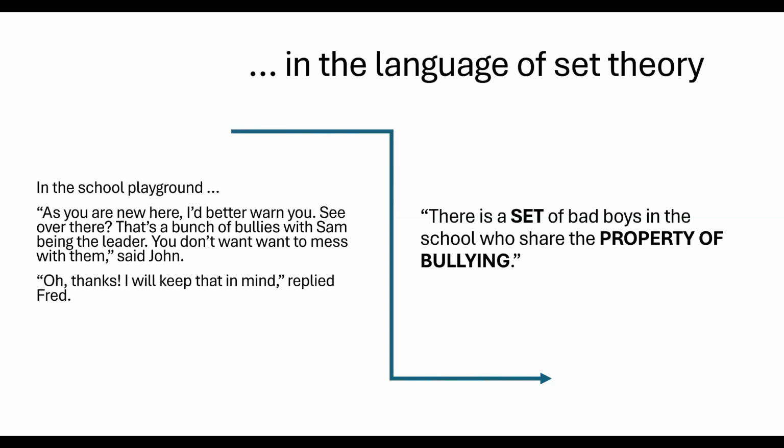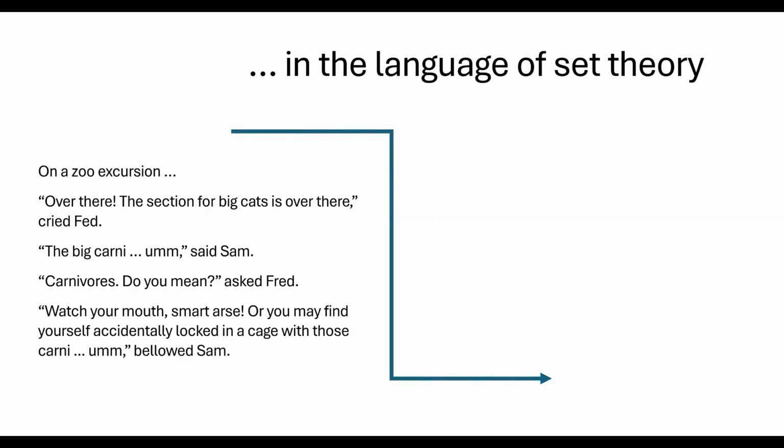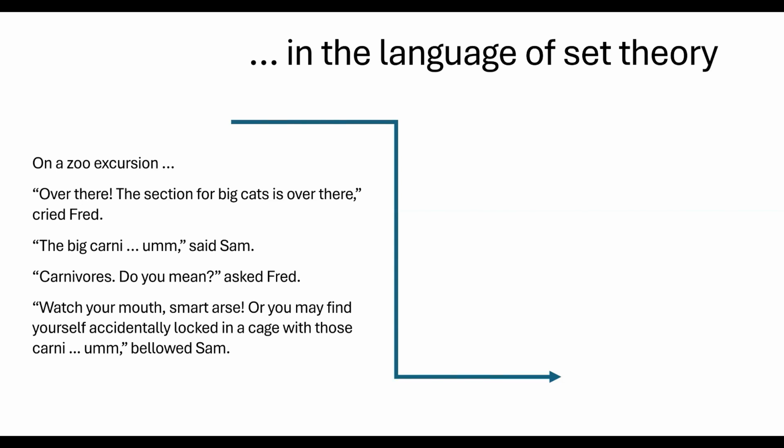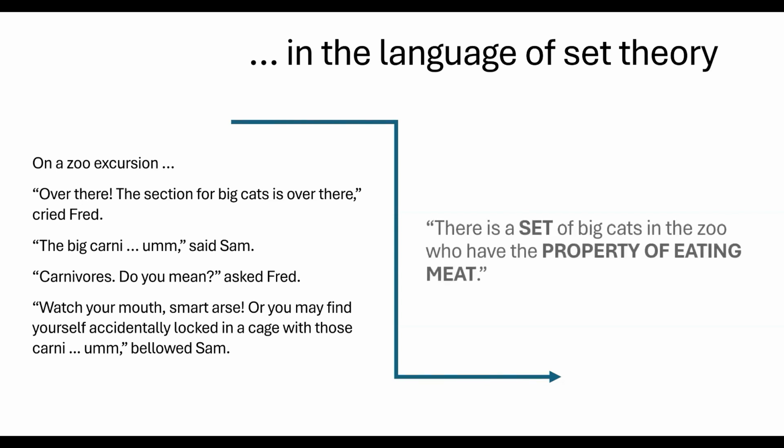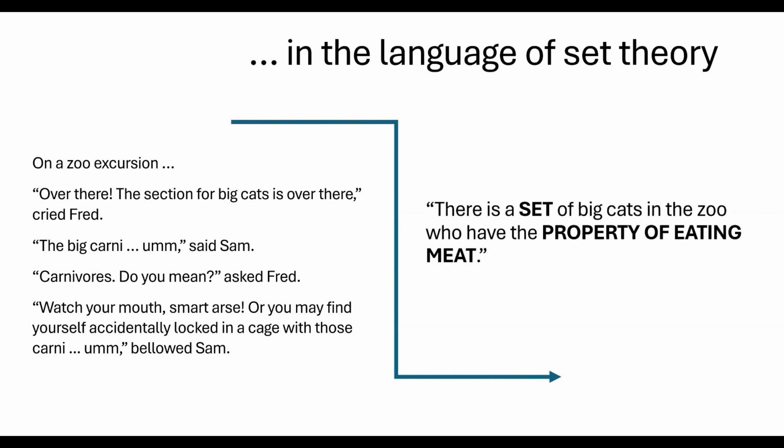All right. Now let's try another one. So now this scenario is on a school excursion, and you have Fred and Sam. I'll give you a moment, read over the dialogue and see what you can work out. And start thinking about the idea of a set here. All right, can you find this? There is a set of big cats in a zoo who have the property of eating meat. You see, Sam is threatening Fred. If he keeps being a smart ass, what will happen?